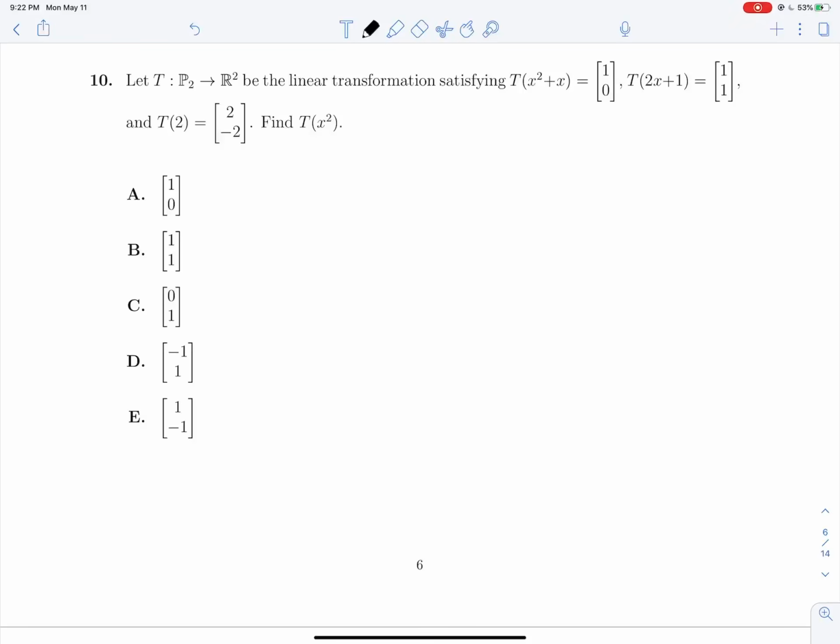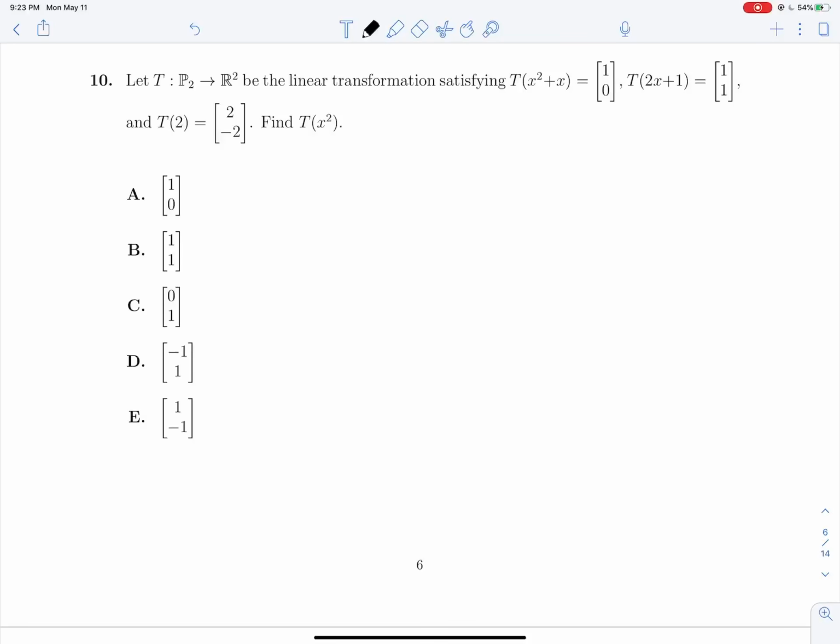10, we have a transformation from P2 to R2. It's linear and it satisfies these properties. Okay, great. So by the properties of linear transformations, we know that if we can find the linear combination of this input vector and this input vector and this input vector that gives us x squared, then all we'll have to do is take the same linear combination of the output vectors, and we will have the output.